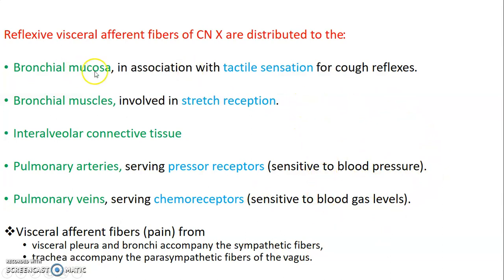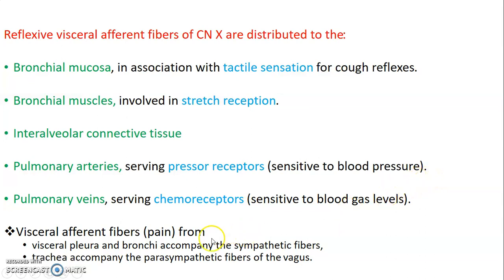So if there's anything irritating the bronchial mucosa, it will cause cough. If there's anything that will cause stretch, if you stimulate it, will cause stretch of bronchial muscles. If pressure receptors are stimulated, they're sensitive to blood pressure. And if blood gas levels change, you have the chemoreceptors that are able to respond to this, and all these are innervated by the vagus nerve.